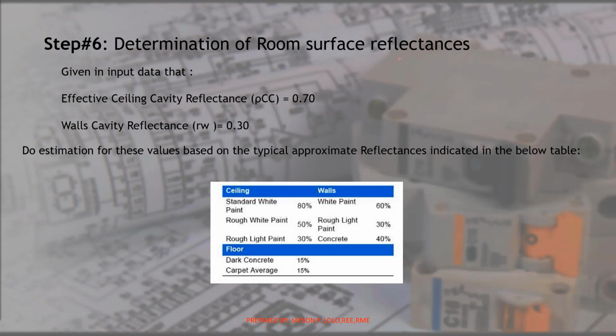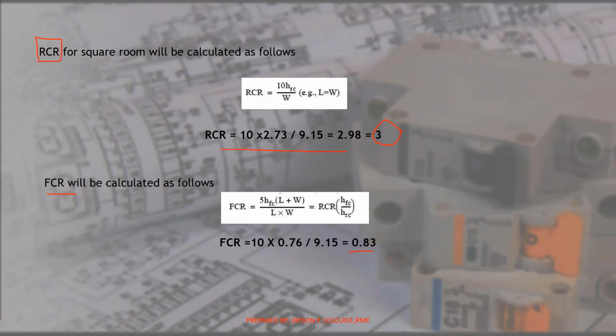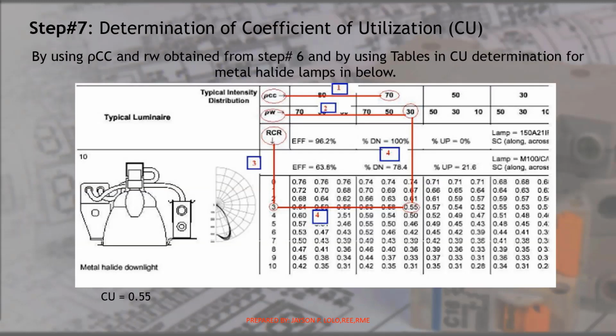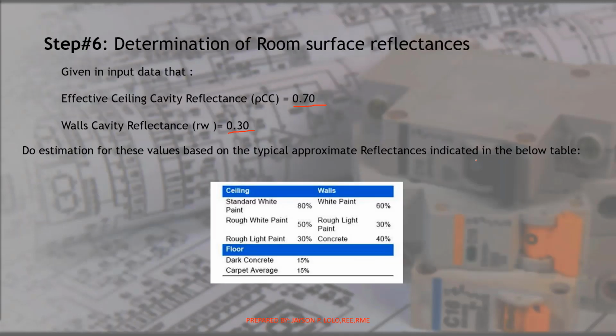Determination of room surface reflectance. So given an input data, so let's use this constant. You have 0.70 sa ceiling cavity, wall cavity nimo 0.30. But remember na kay RCR, pili mo RCR kaganina, is 3. So let's go to the table. So based on the reflectance below, gamit kani ceiling cavity 0.70, that you have the effective.